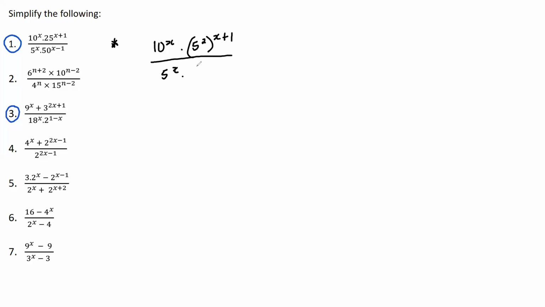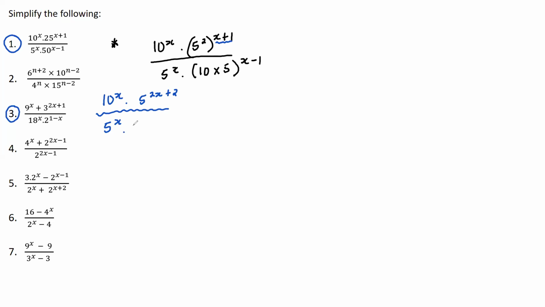And I think I can change 50 to 10 multiplied by 5, all this to the power x minus 1. That's why I left that 10. There are many ways of doing this. So then I've got the 10 to the power x. Then here I've got 5 squared, so 2 will multiply x plus 1. That becomes 2x plus 2, all of this over 5 to the power of x.